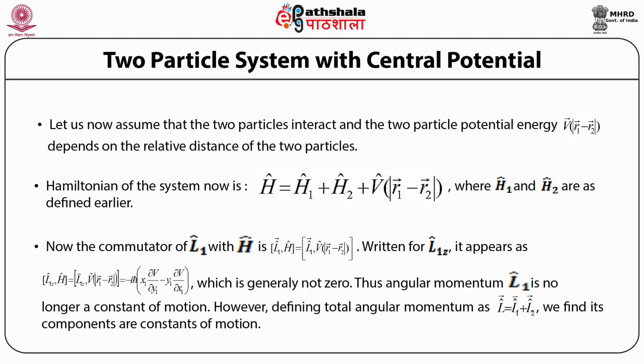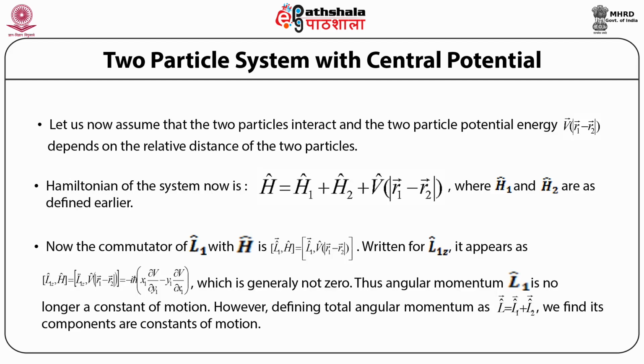And this commutation relation is generally not zero, which means that the orbital angular momentum operator L1z, that is the z component of the orbital angular momentum operator of the first particle, and the potential energy of the total system do not generally commute. Thus, the orbital angular momentum operator L1 is no longer a constant of motion if the two particles are interacting.